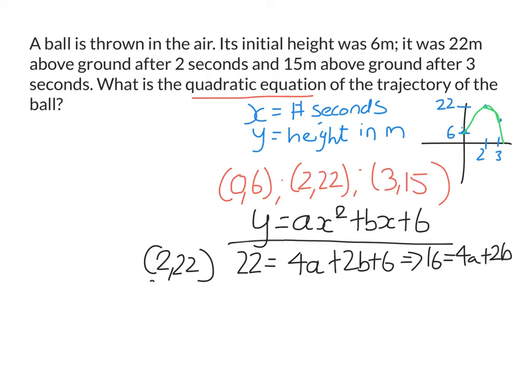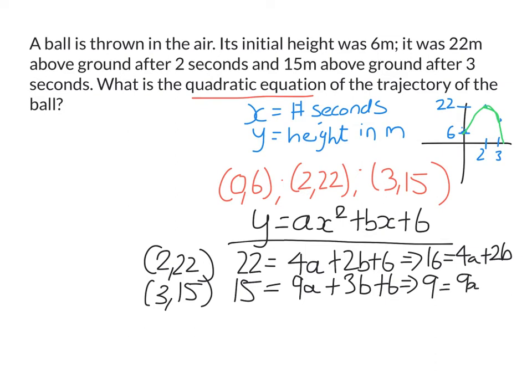Now we're going to do the same for 3, 15. So we're going to take our equation, change y to 15. So x squared is 3 squared, which is 9. Here, b is what I'm trying to find. x is 3, so bx is 3b, plus the 6 for c. So that, of course, means 9 equals 9a plus 3b.